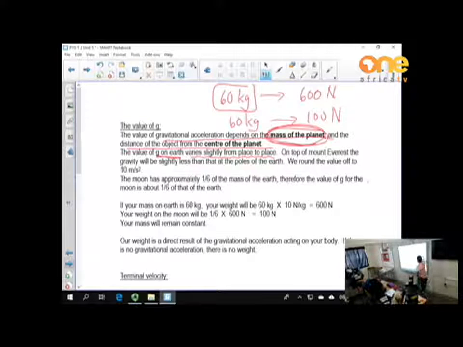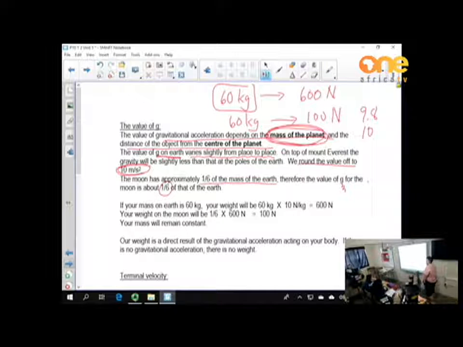There's actually a more accurate value, 9.8, okay, meters per second squared. But we round it off to 10. All right. So, we round the value off to 10 meters per second squared. The moon has approximately 1/6 the mass of the Earth. Therefore, what happens to the gravity? It's going to be 1/6 of that of the Earth.